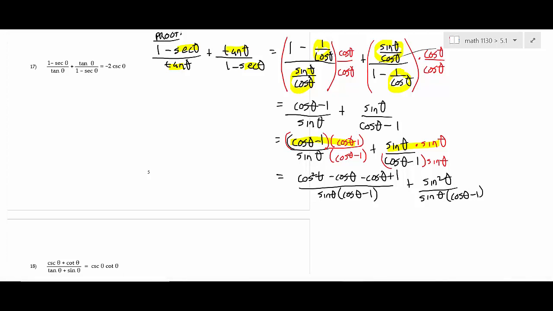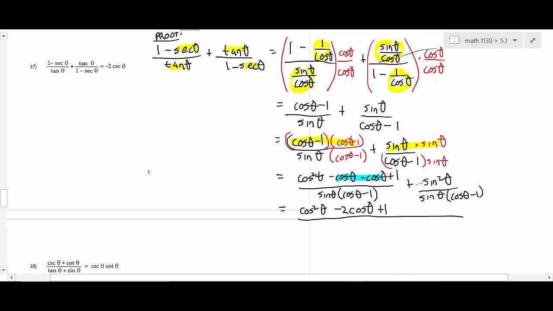So now what I'm going to do is bring this down. These are like terms there. So I'm going to bring that down and just write this as cosine squared theta minus 2 cosine theta plus 1. And we can go ahead and get a common denominator now. We can put this in one fraction. So I'm going to bring down the sine squared theta. Then I'll have sine theta over cosine theta minus 1 like that. Okay, so what I've done is I've got my common denominator, and I've got this in one fraction.